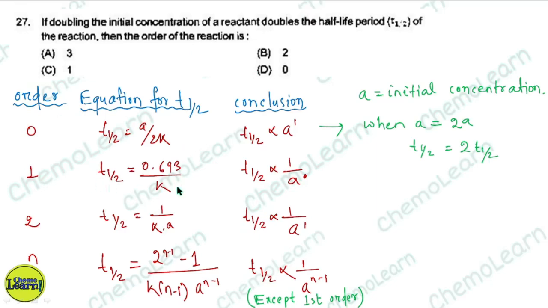And this is the expression for first order reaction, second order reaction, and this is nth order reaction. Okay, and for nth order reaction, you can conclude that T half is inversely proportional to A to the power of n minus 1, and this is not valid for first order reaction.